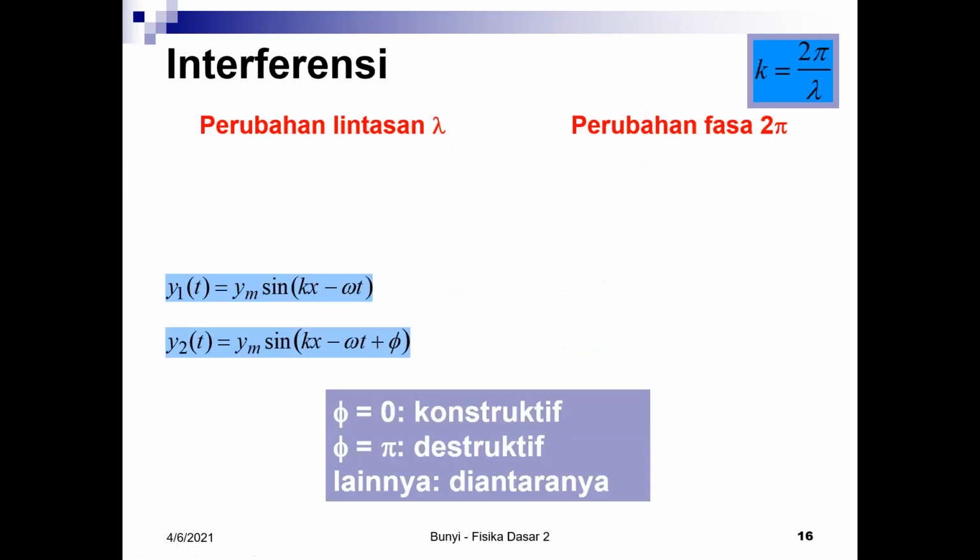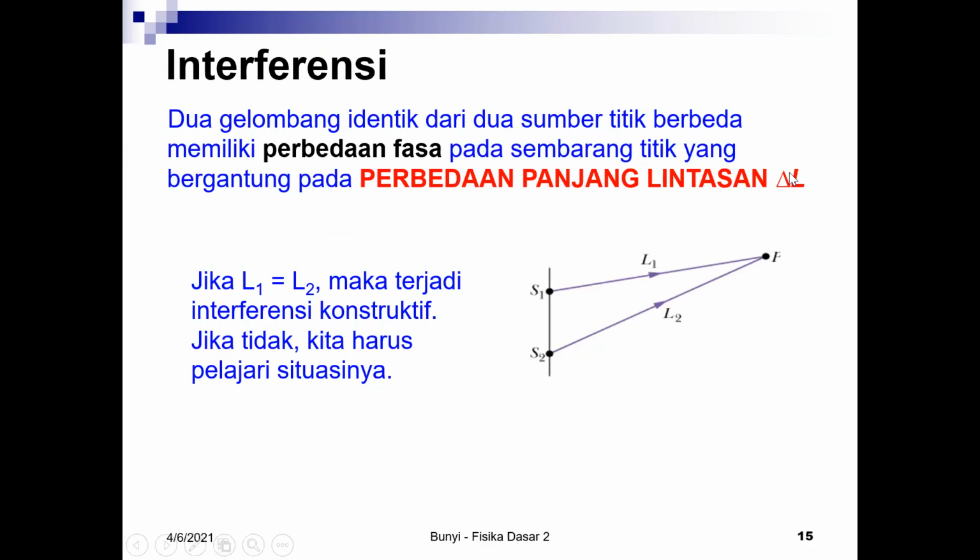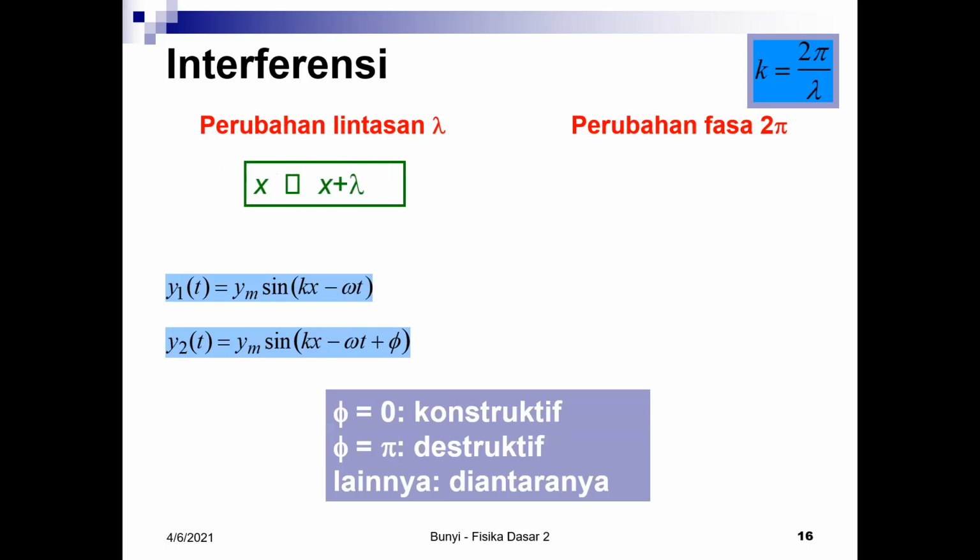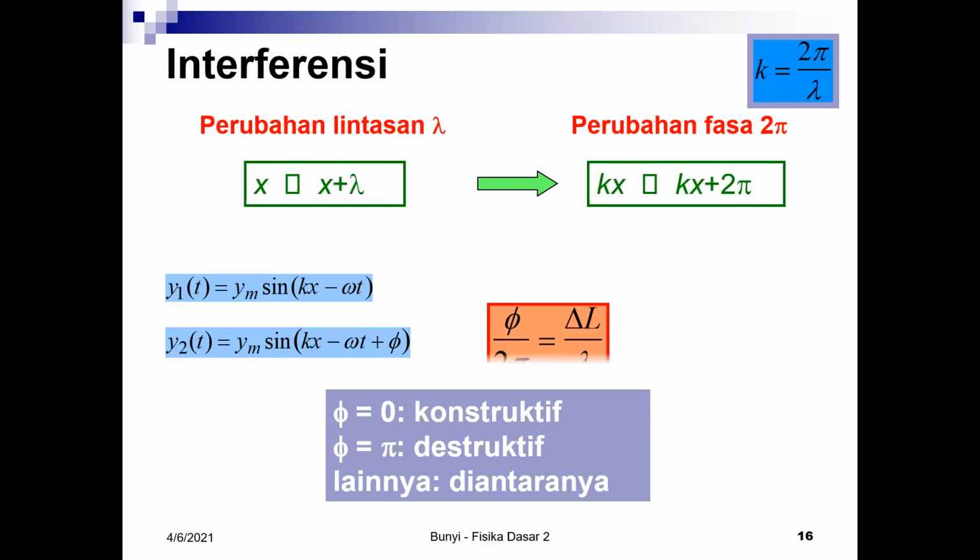Interferensi itu terjadi karena ada perbedaan panjang lintasan. Jadi kalau lintasannya sama, tidak akan terjadi interferensi. Kalau sama-sama kuat, ya sama-sama kuat. Tapi kalau ada perbedaan panjang lintasan, bisa kuat atau konstruktif, bisa destruktif atau gelap, atau tidak terdengar kalau di suara. Terdengar nyaring atau tidak.